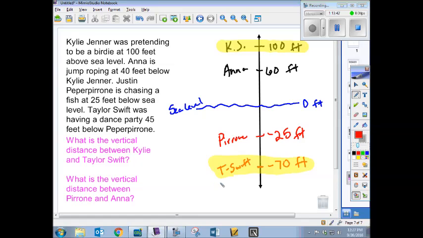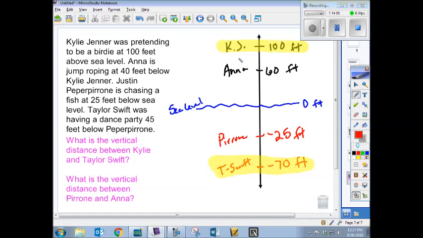Now, you're going to be able to make a connection, hopefully, here in a moment. You with me? Let's say that Taylor Swift is down here. Now, let's say that Kylie Jenner's up here pretending to be a bird. And since Kylie Jenner likes to dance, okay? You with me? She likes to dance. All of a sudden, she hears that Taylor Swift down there is having a dance party. She wants to go to the dance party.